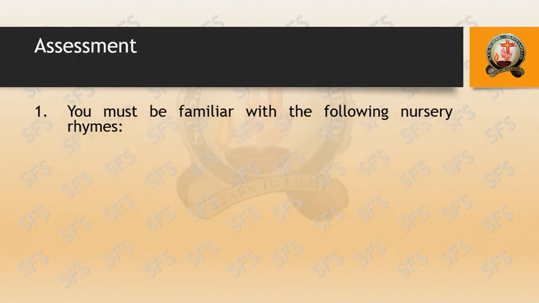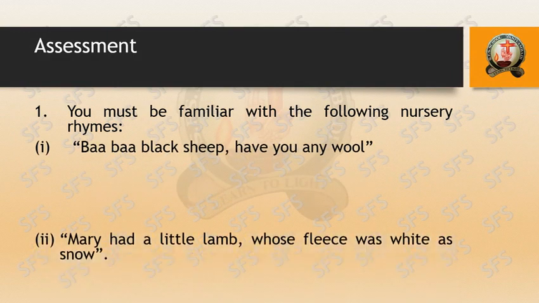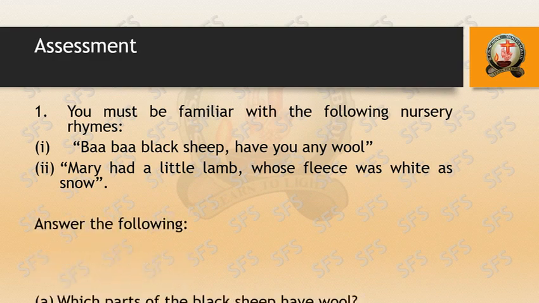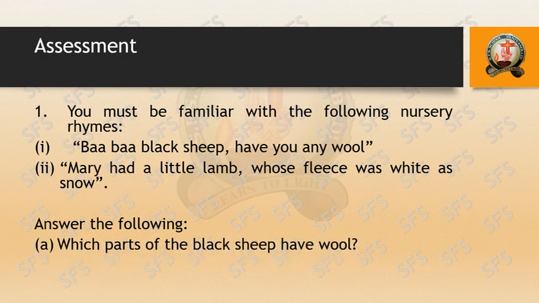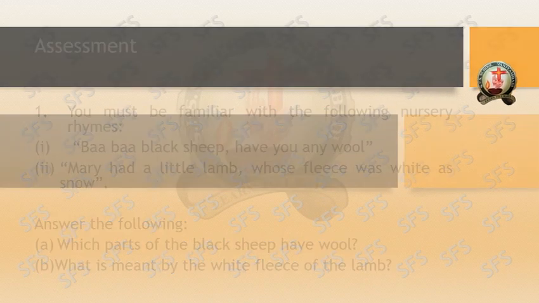The questions are on your screen. You must be familiar with the following nursery rhymes. Baa baa black sheep, have you any wool? Another nursery rhyme, Mary had a little lamb whose fleece was as white as snow. Now, there is a question for you. Which body part of the black sheep has wool? You need to tell me. And what is meant by the white fleece of the lamb? What is the meaning of white fleece which is present in the lamb? Try to answer that.